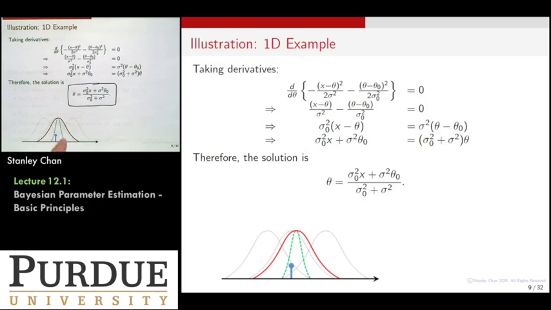Okay, let's look at the diagram. First of all, we have a data point marked by this blue dot. That is your data point. You only have one data point. It's a 1D problem, a data point.